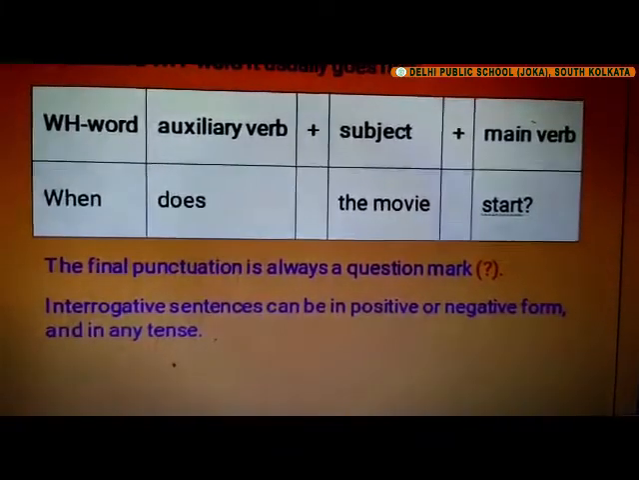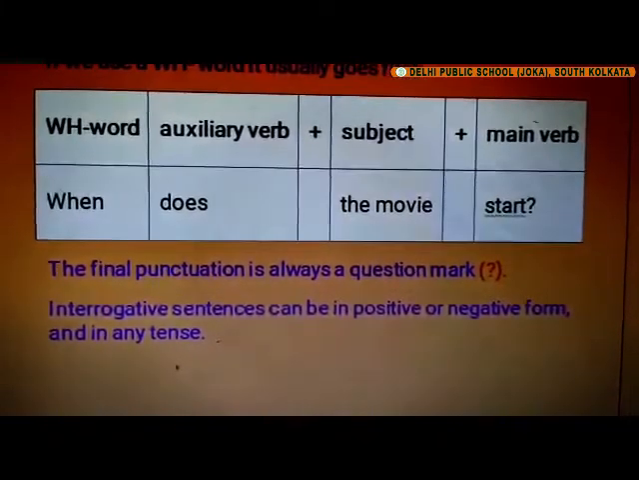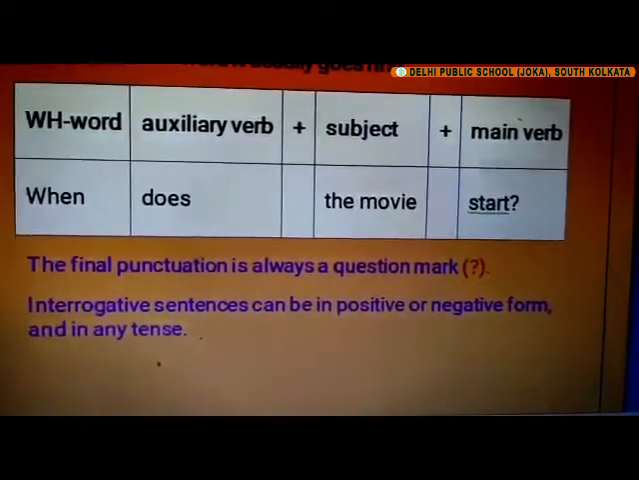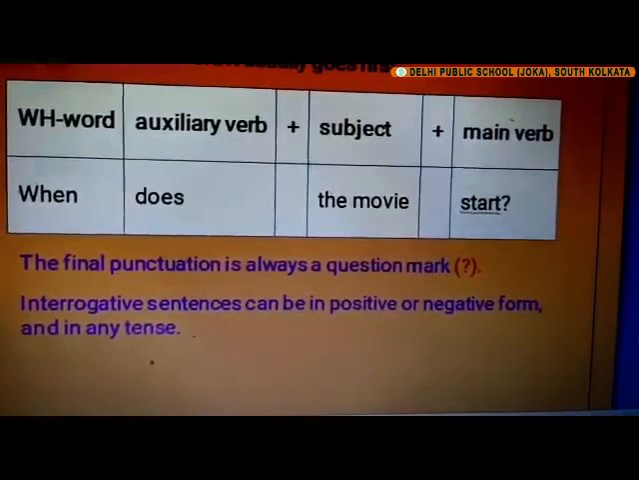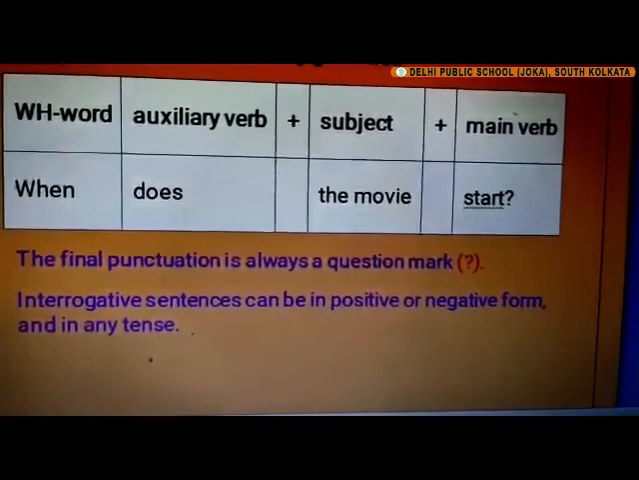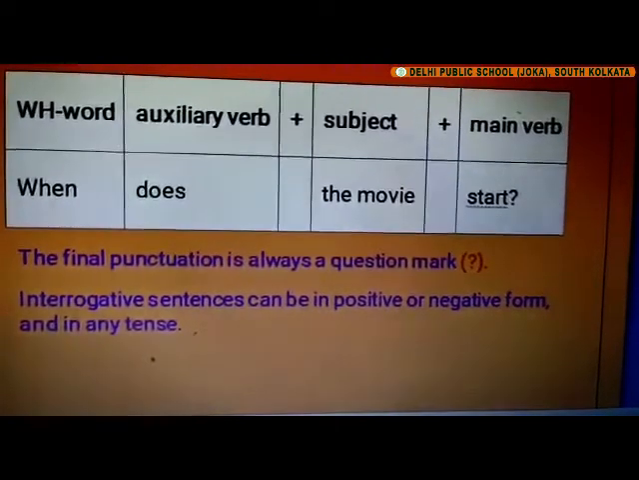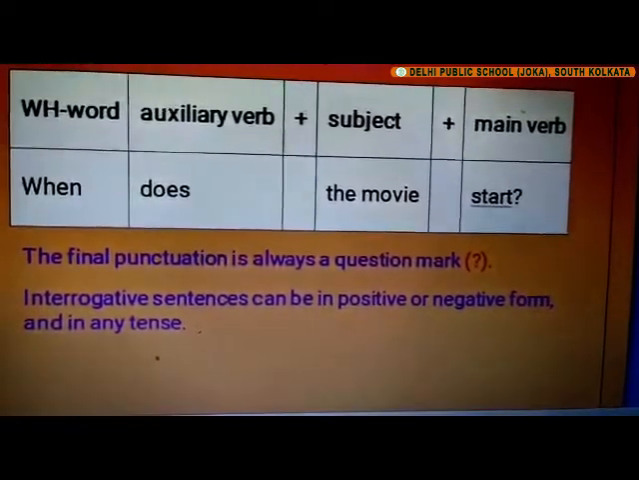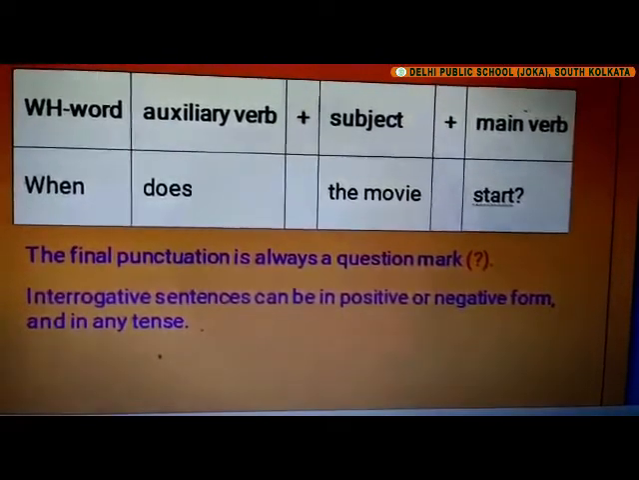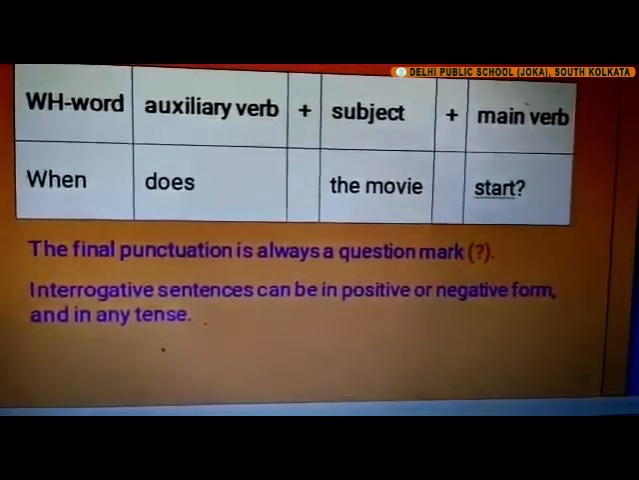Interrogative sentences can be in positive or negative form and in any tense. For example, when does the movie start? When will the movie be starting? When did the movie start? So these are the three tenses in which the same question can be asked. It can be in any tense. It can be in negative or positive form. For example, when does the movie start? Will the movie not start?